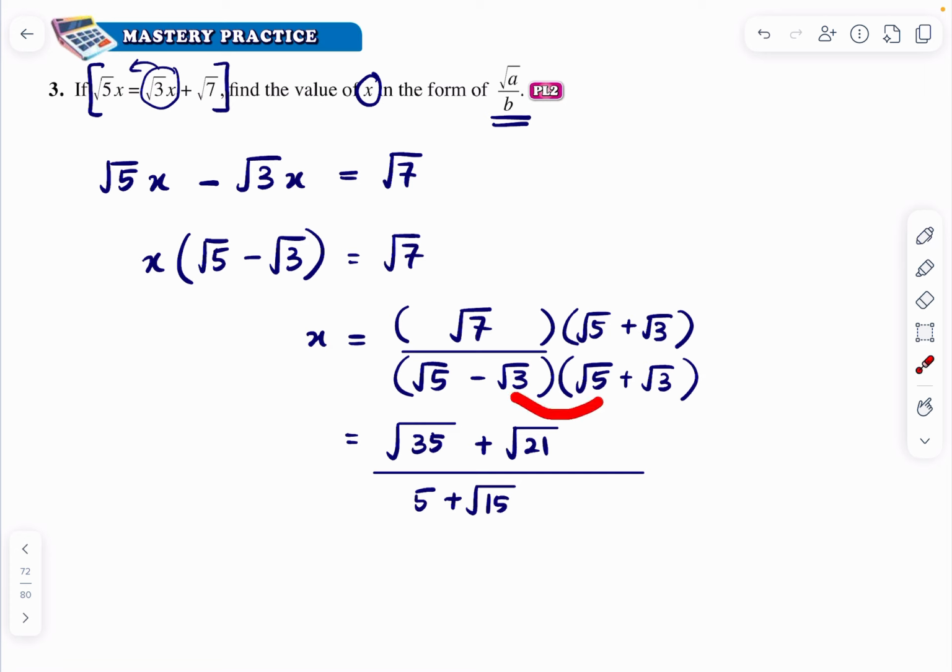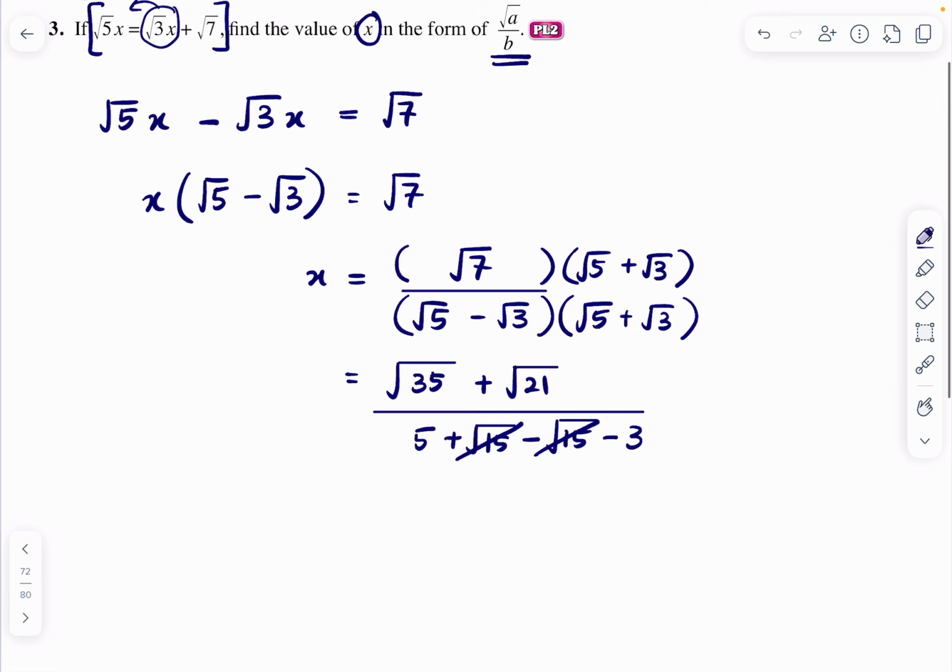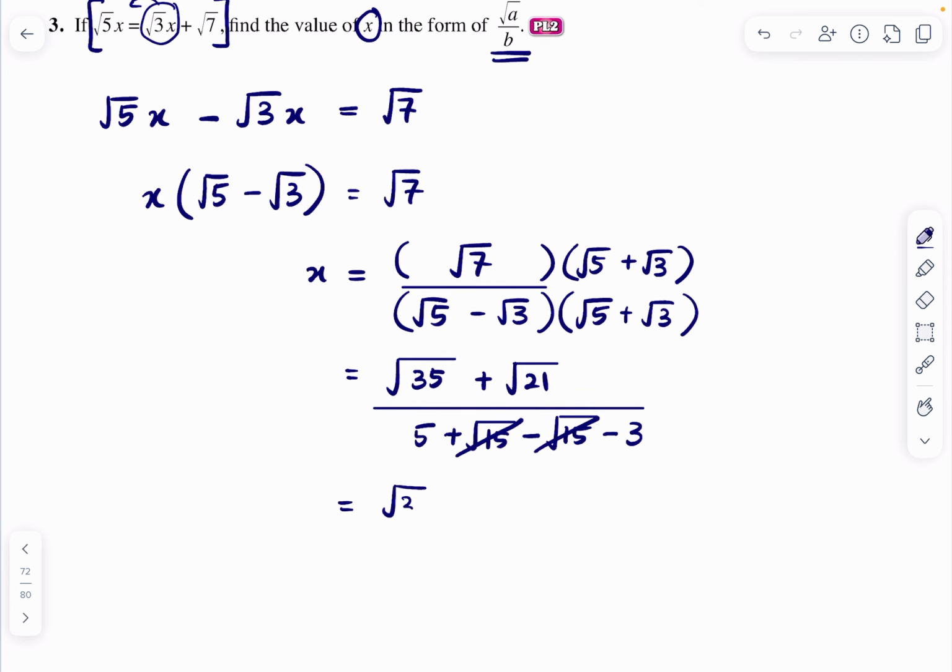Negative surd 3 times surd 5 is negative, 3 times 5 is 15. Negative surd 3 times surd 3 is negative 3. Then surd 15 minus surd 15 cancels off. So the answer will be surd 35 plus surd 21 over 5 minus 3, which is 2. This will be our final answer.